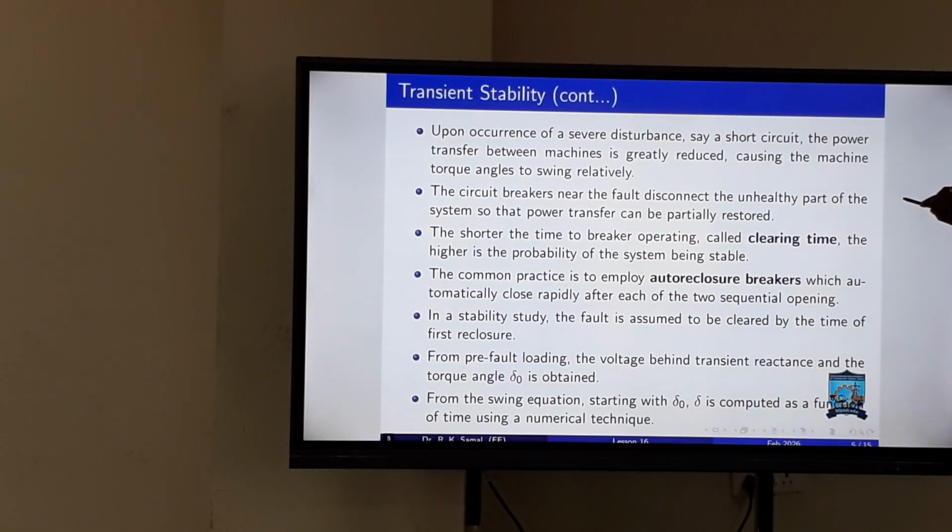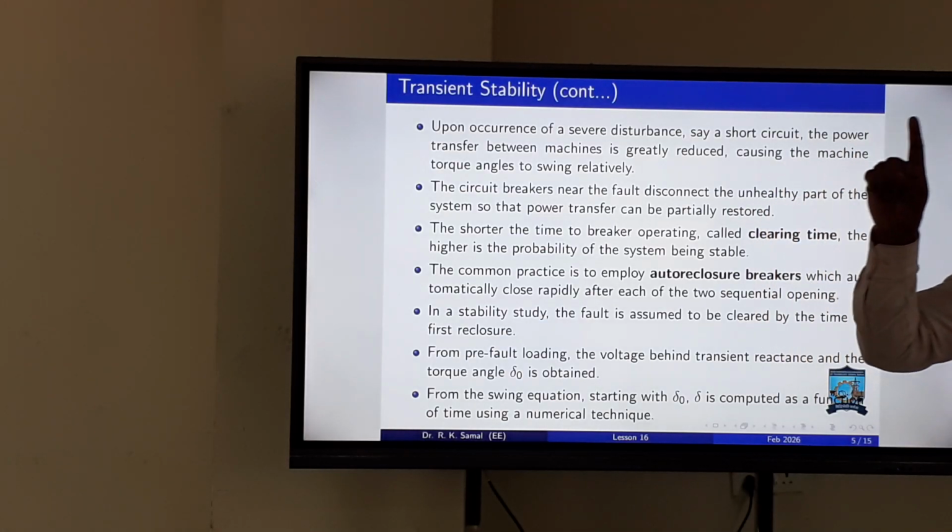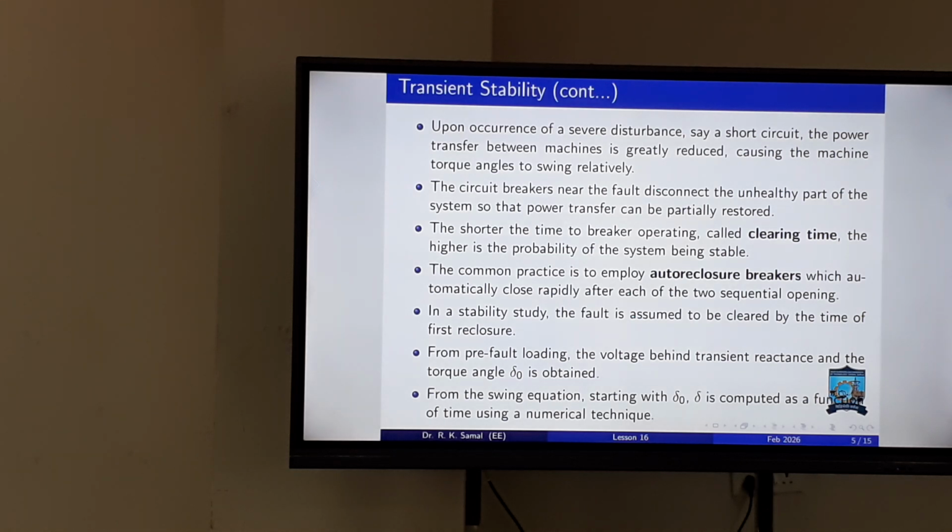Next. Upon occurrence of a serious disturbance like a three-phase short circuit, the power transfer between machines is greatly reduced, causing the machine torque angles to swing relatively. Why is power transfer between the machines reduced? Because the power goes down the drain. It goes to the ground. So it's the ground fault. Instead of going to the other machine or other loads, it goes to the ground.